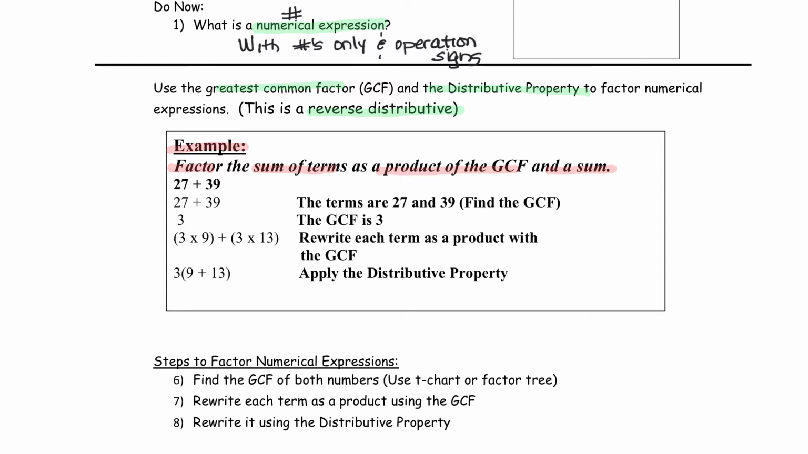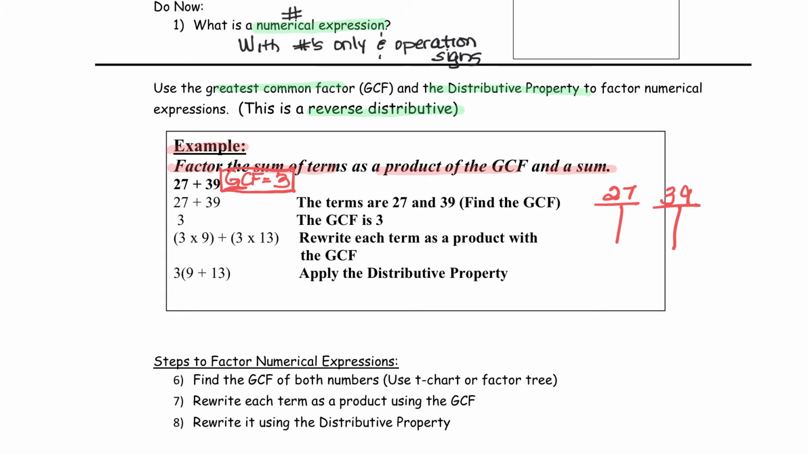So the first thing you're going to do is find the GCF. When I look at 27 and 39, the GCF is what? I want to find the GCF of 27 and 39. If I go ahead and do that, I find that the GCF is 3. So basically, what is the largest number that goes into both of the terms?